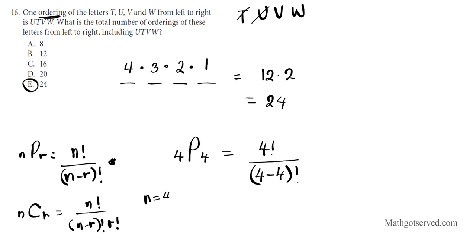Remember, n is 4 and r is 4. Whenever you're ordering all elements of a set, these two numbers are basically the same. So we're going to have 4 factorial over 0 factorial. 0 factorial is 1 by definition, so 4 factorial over 1.